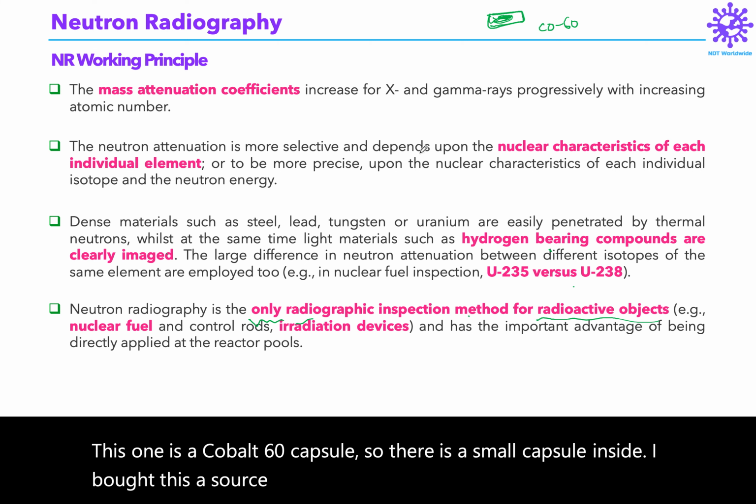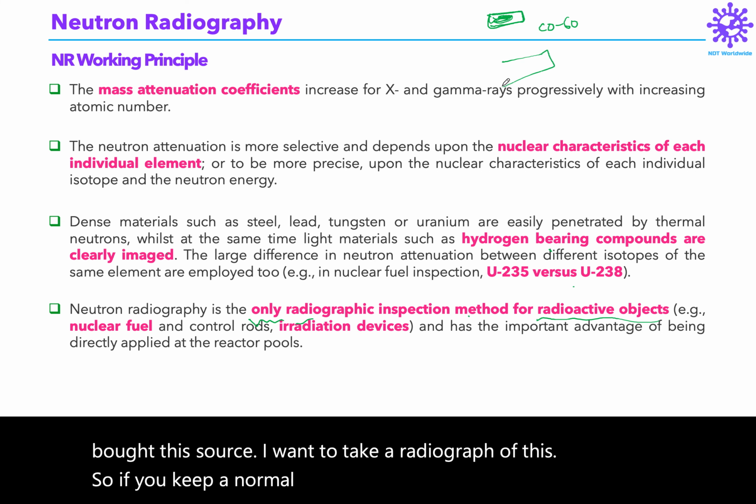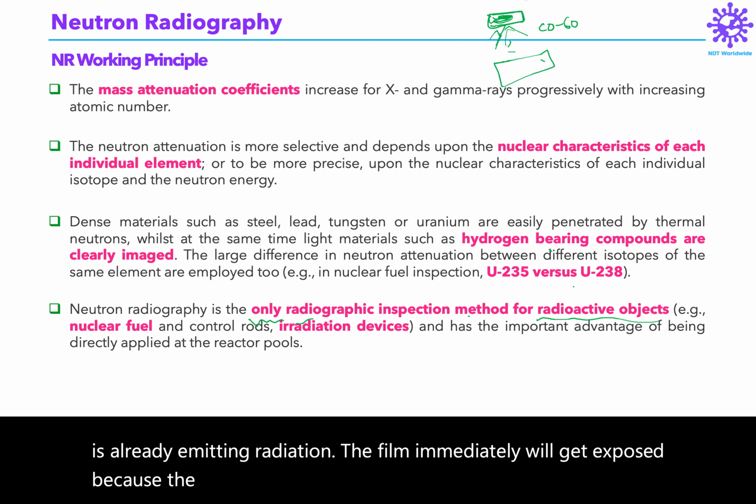I want to take a radiograph of this. So if you keep a normal film, what happens? This one is already emitting radiation. The film will immediately get exposed, because the radiation capsule already has a very high energy. So in that case, what do we need to do?